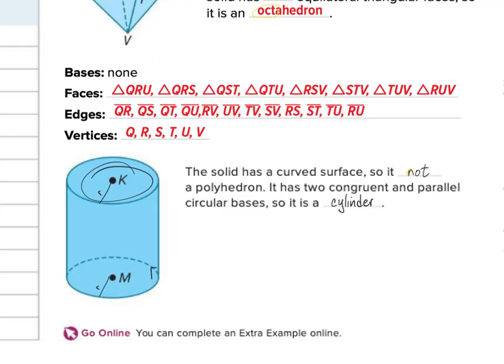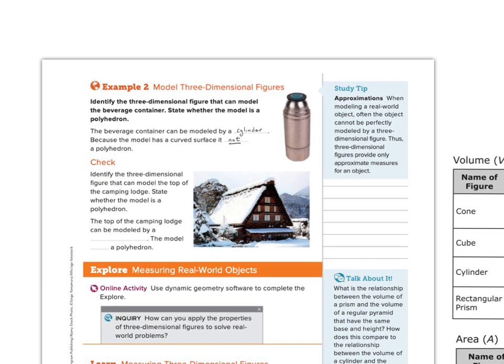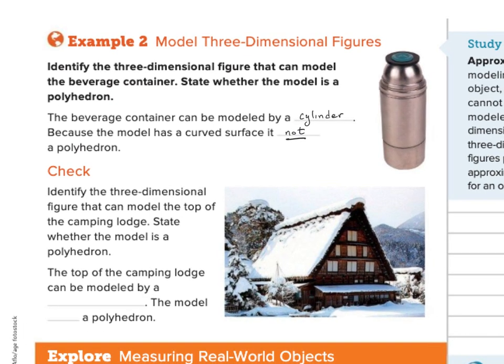All right, so being able to model things, I would just say, identify the three-dimensional figure that can model the beverage container here. Looking at this, I would say that could be a cylinder, and if it's a cylinder, then it's not technically a polyhedron, because it has rounded sides. Okay, just looking at the basic shape of a cylinder. Okay, not perfect, but reasonable.